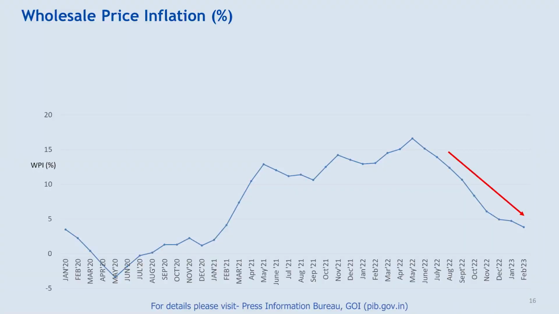On inflation, while we don't have the support of consumer price inflation coming down, we certainly seem to have the support of wholesale price inflation. Wholesale price inflation has started to come down and has been below 5% for the last few months, from the double digit number that it used to be earlier.